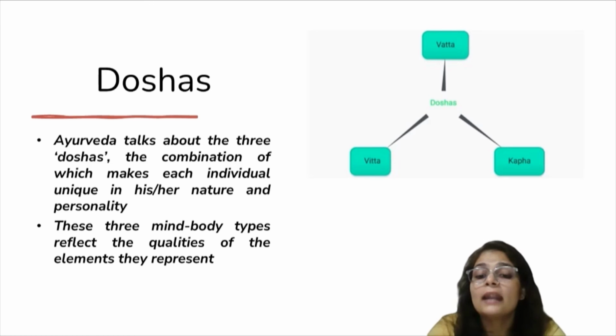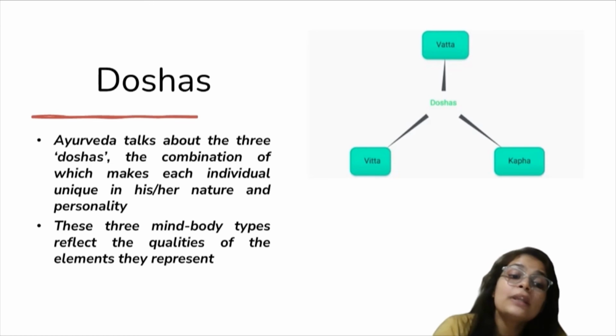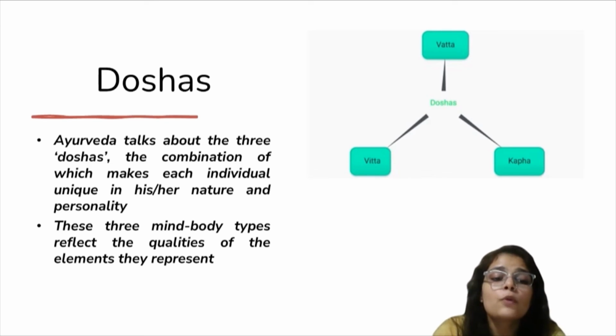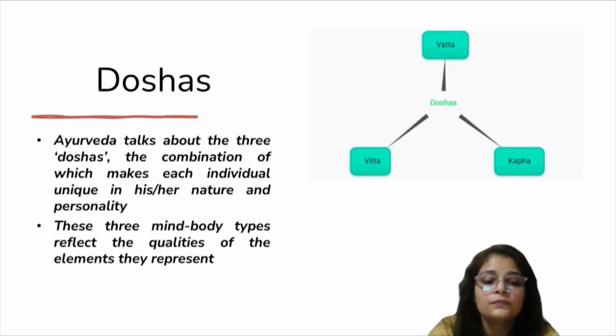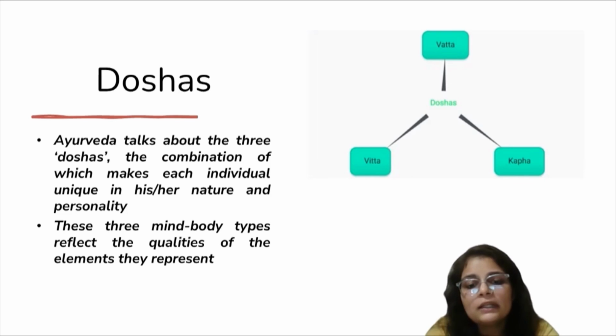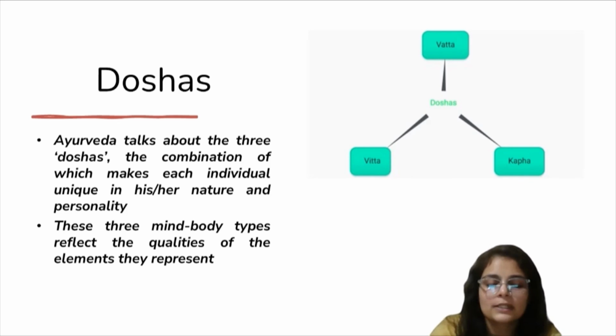It is evident that an individual will have a predominant dosha, which reflects the properties of those elements in one's personality. These three mind-body types reflect the qualities of the elements they represent. For example, if an individual is Vata dominant, then he or she will be more active. On the other hand, a Pitta-dominated personality will have a fiery type of personality.